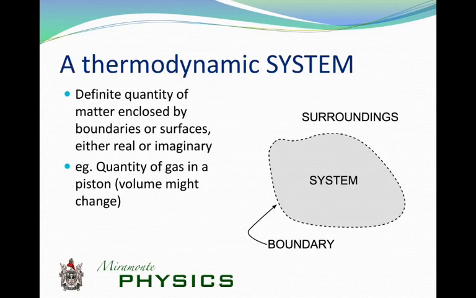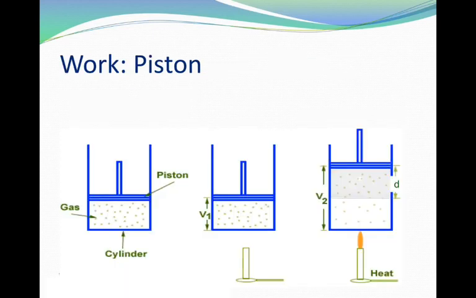Okay, a thermodynamic system. We want to define a system as having stuff basically on the inside and then stuff on the outside, and we have a boundary that separates the two. We're going to talk about typically quantities of gas or a fluid, so some gas inside of a piston. That would be considered your system, and then your outside would be your surroundings.